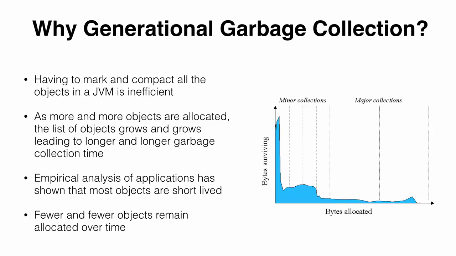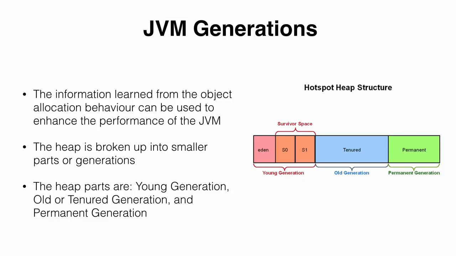So having to mark and compact all the objects in the JVM is a bit inefficient, but it works better than just normal deletion. As more and more objects are allocated, the list of objects grows and grows, leading to longer and longer wait times and garbage collection times, which can hold your program up, which is not good. So some smart people came up with a way to analyze these certain applications, and as you can see here, with the minor collections and major collections, we start off with a high object count, and then eventually fewer and fewer objects remain allocated over time, which is very efficient.